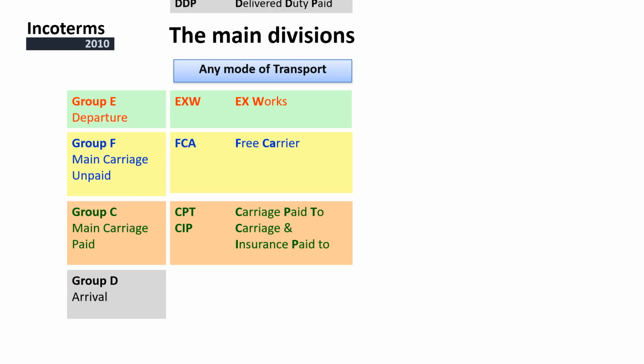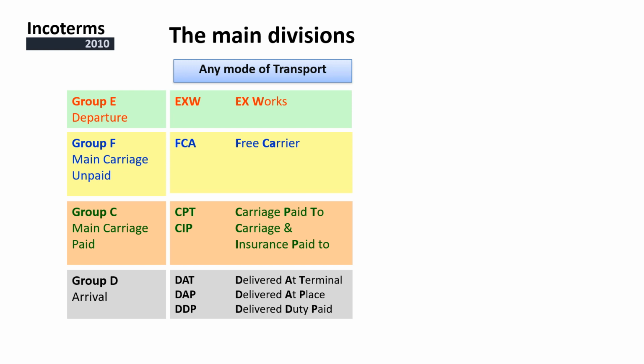a particular destination. And then you have group D, which is known as arrival terms. There are 3 terms. Again, bear in mind, these are the 2010 terms. So you have DAT, delivered at terminal, DAP, delivered at place, and DDP, which is delivered duty paid. We'll be discussing each of these terms in the coming slides.